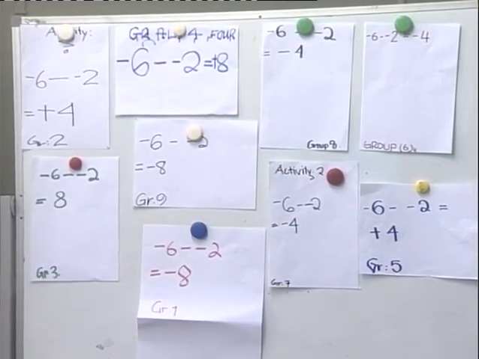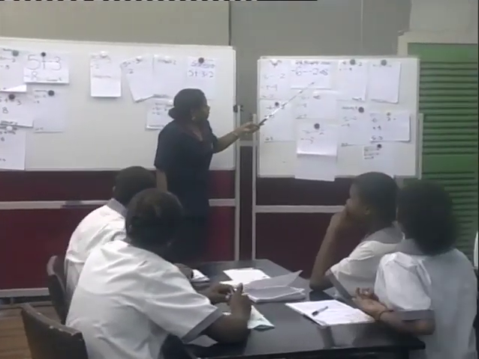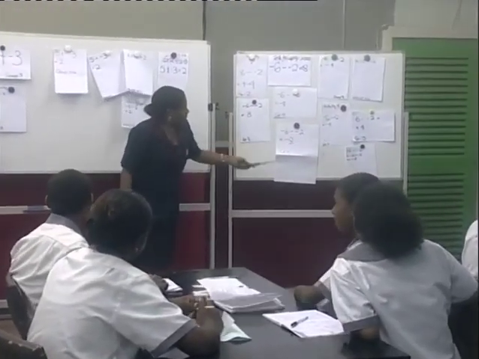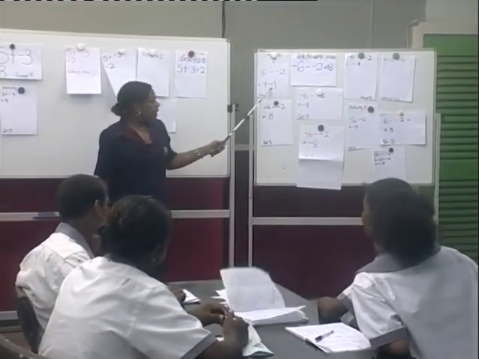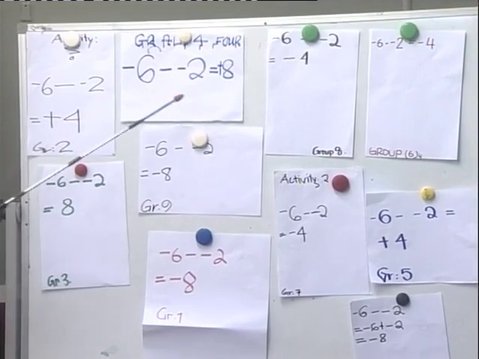Okay, let's look at our answers here. Okay, positive 4. Oh, sorry. Did you make a correction here? Positive 8, we have negative 4. Positive 8, sorry, negative 8.